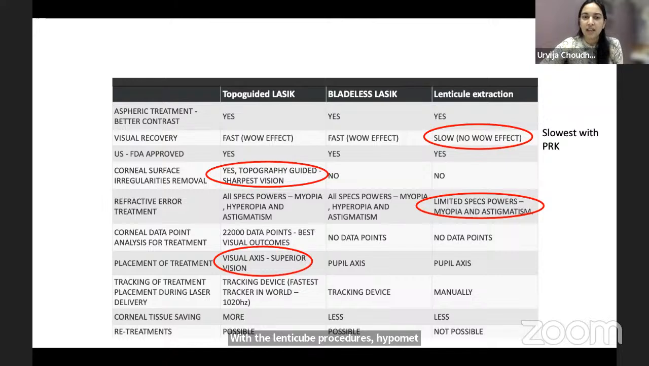The topography guided LASIK will give you a better and sharper vision because it's planned on the visual axis as compared to the pupillary axis treatment done with the lenticule procedures.